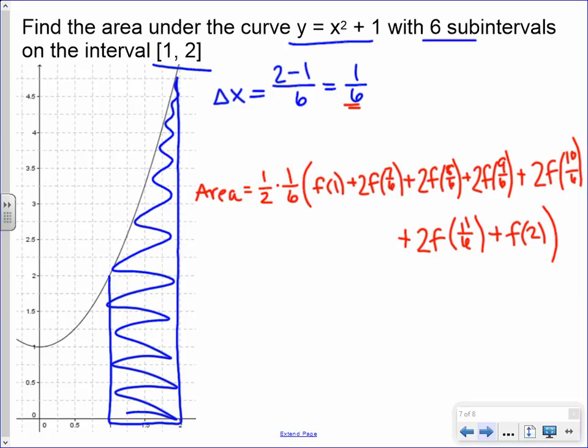Now it's a matter of plugging it into your calculator correctly. This is going to take a little bit more patience. Let's go ahead and practice this so we make sure we get the right answer. We have time to do that today.